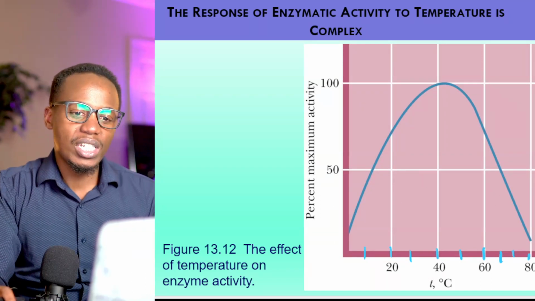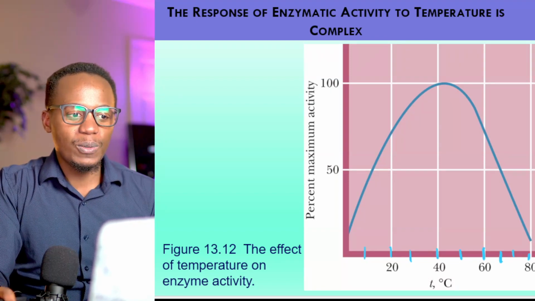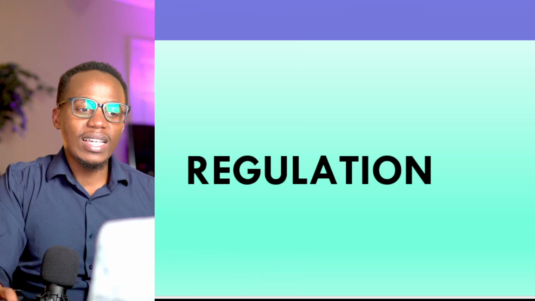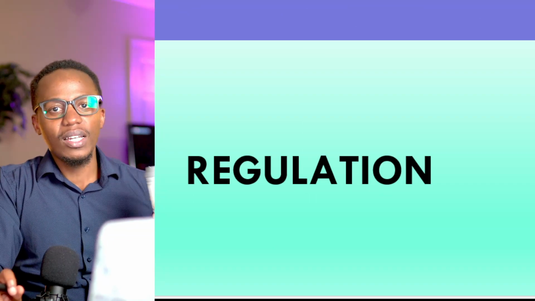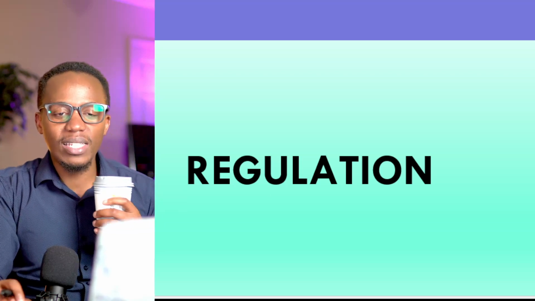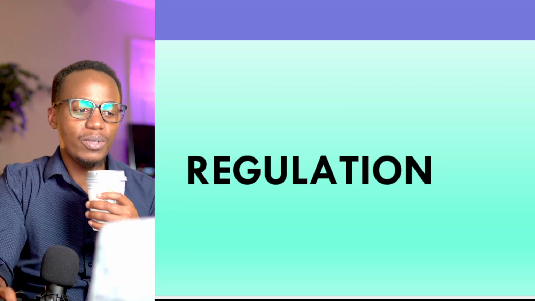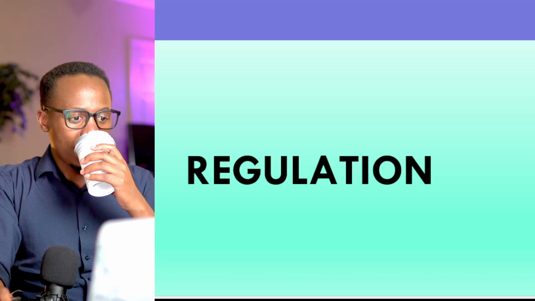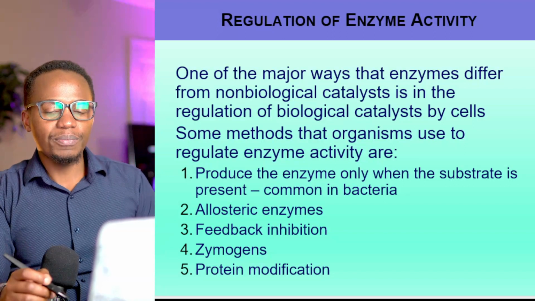Same with pH. It's a very easy experiment to do. Now, there are other things that naturally affect enzymatic activity, and these are what we call regulators or enzyme regulation. So there are a few of them, right?